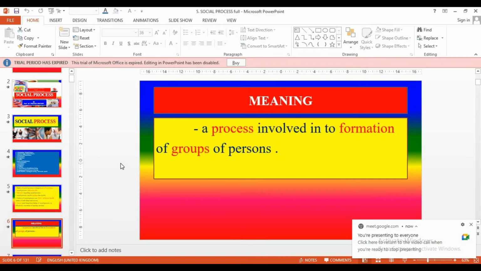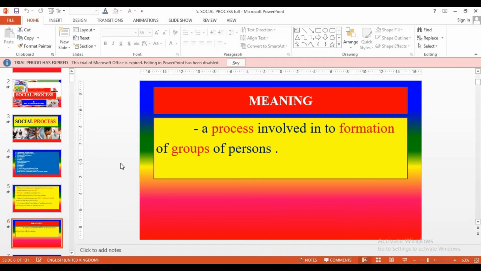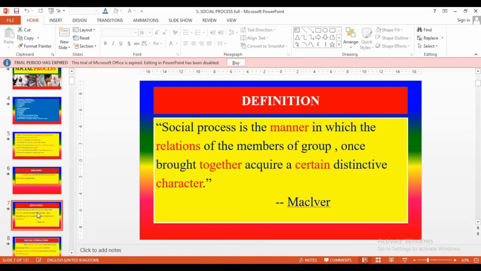Details about meaning. Process involves formation of groups. Example, every group is formed by the process of cooperation. Definition: the manner in which the relations of members of a group brought together acquire a certain distinctive character.